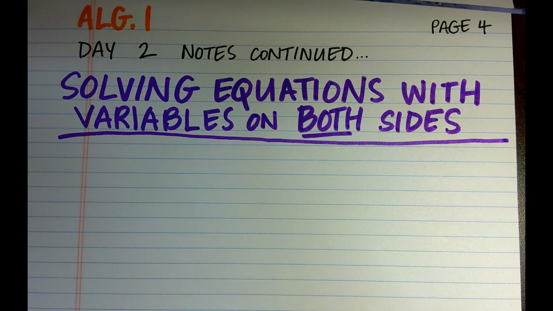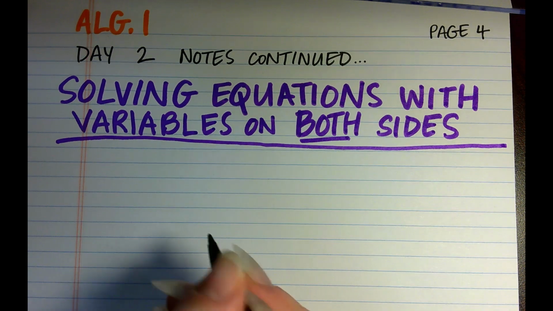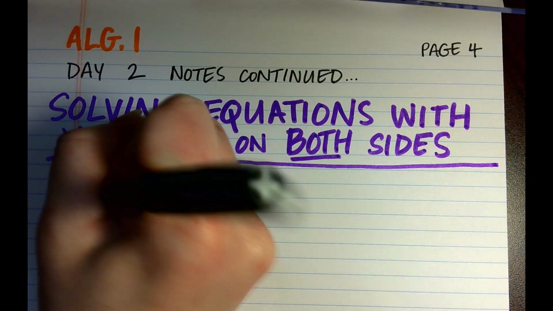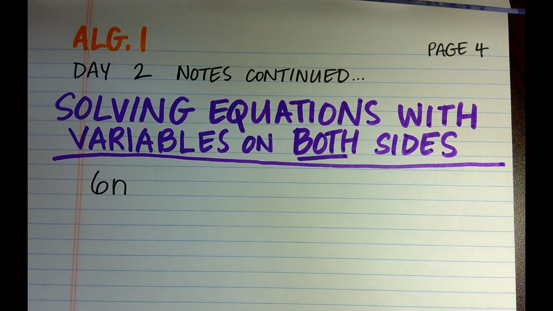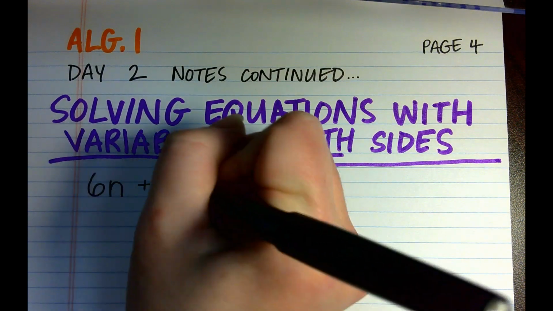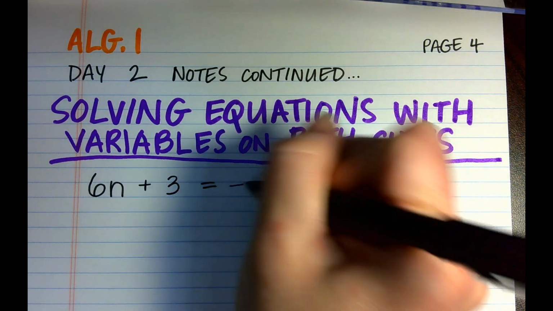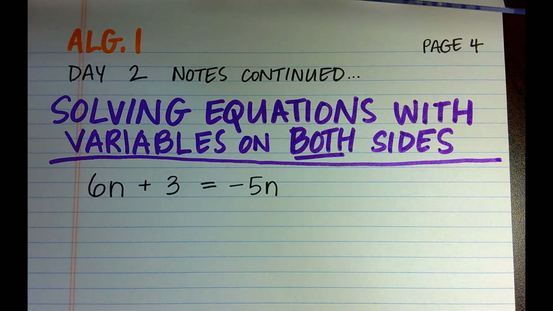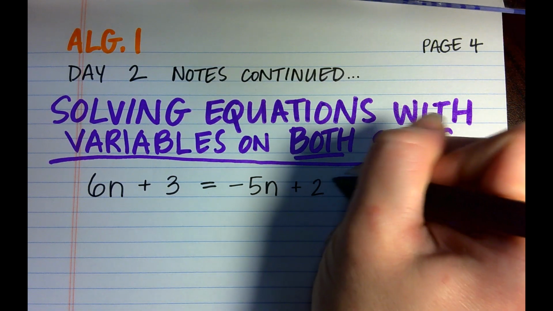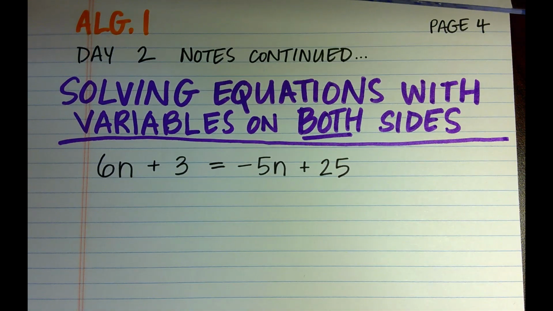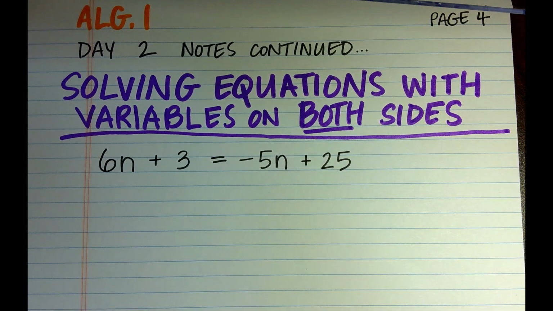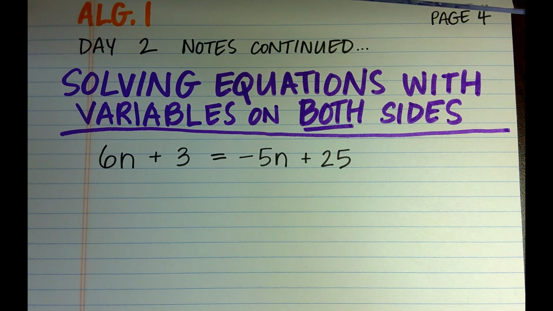What would we do if I had a problem like n plus 3 equals negative 5n plus 25? Ooh, that's a big one, but we can do it. There actually is no one correct answer for what to do first here. You can do a few things, and you have a couple of options.